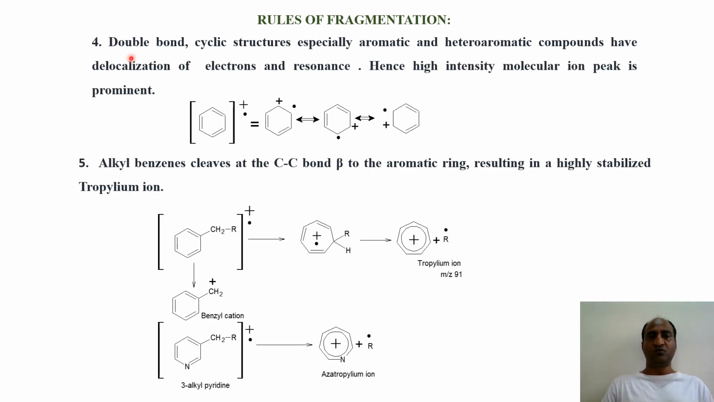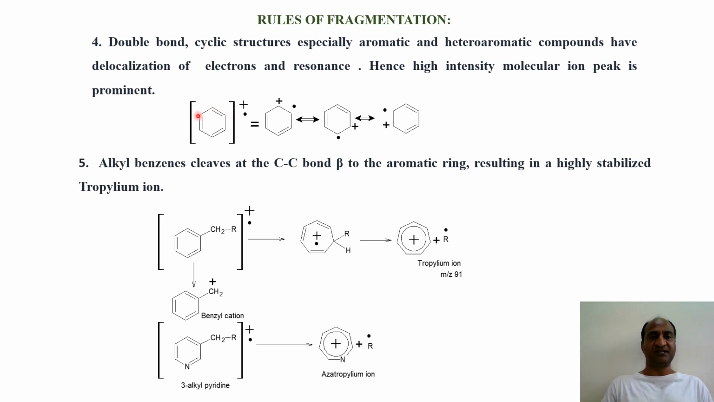The fourth rule of fragmentation states that in case of double bond, aromatic compound and heteroaromatic compound, we will get a high intensity molecular ion peak. This is because of the delocalization of electrons and resonance.